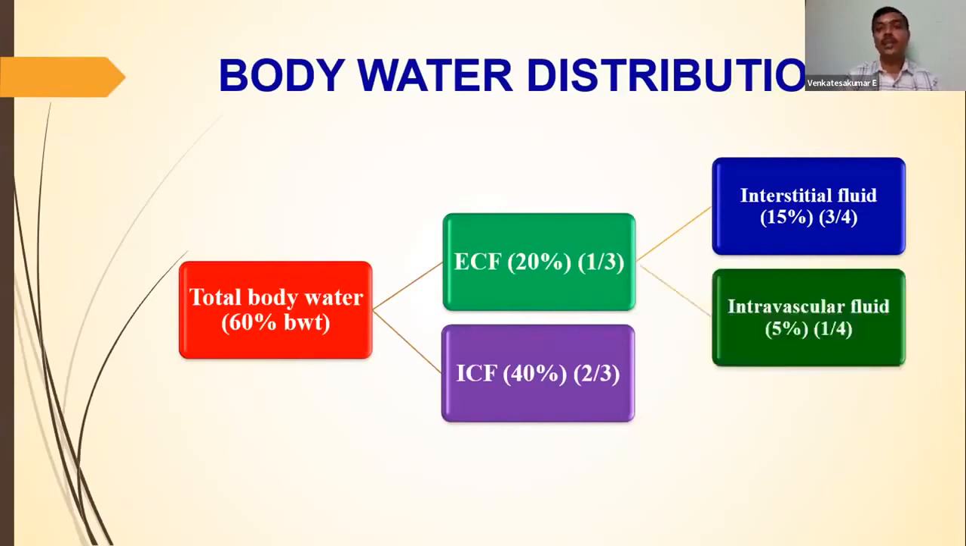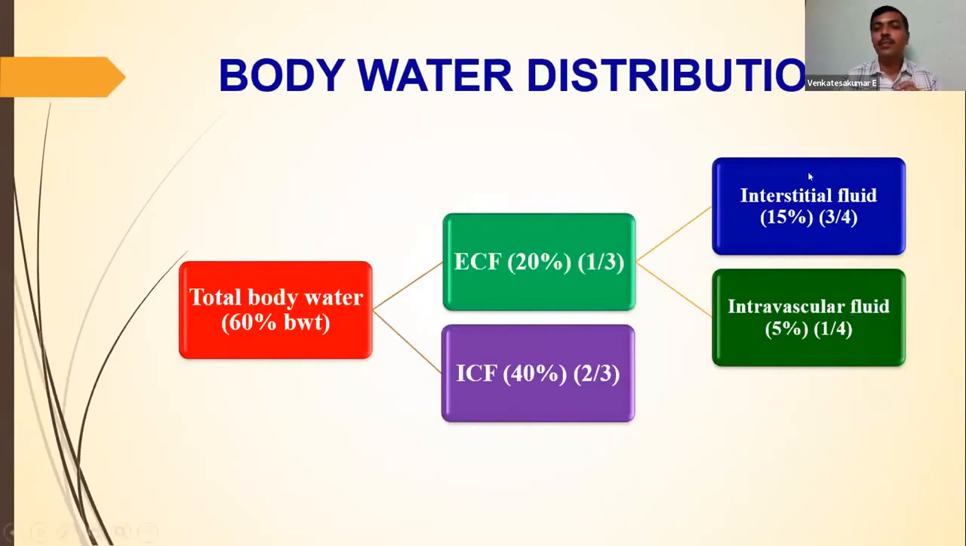And finally, this is the intravascular fluid. This is the plasma, or the immediate requirement. Suppose in any fluid therapy you are accounting, the immediate requirement is intravascular fluid replacement. That is accounting for 5% of the extracellular fluid. That means 1/4 of the extracellular fluid is intravascular fluid. So the intravascular fluid is to be replaced within 15 to 30 minutes of starting any surgery or treatment.